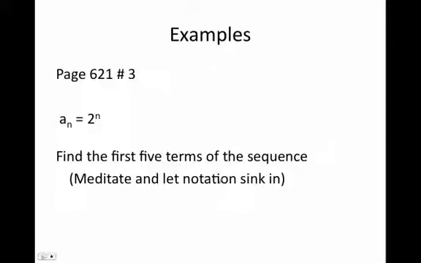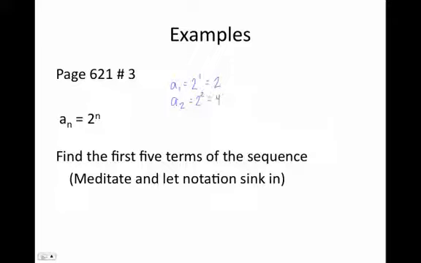Alright, so here's another example. This is number 3 from your homework. If I say a sub n equals 2 to the n, find the first 5 terms of the sequence. Well, here we go. The first term would be a sub 1. That would just be 2 to the 1, so here we have 2. A sub 2 would be, they're saying plug in 2 for this nth term. I want the second term, so let's plug in 2 for n.